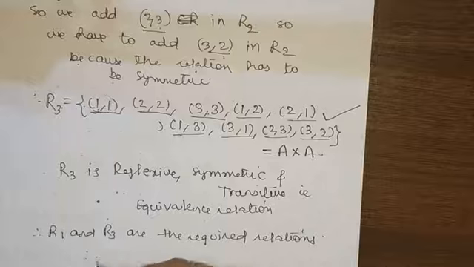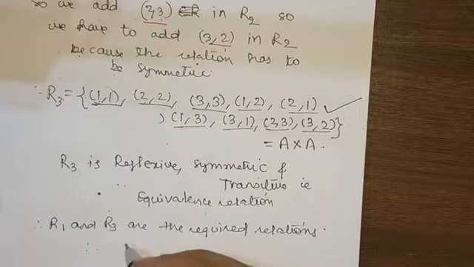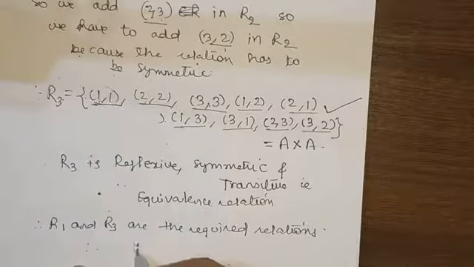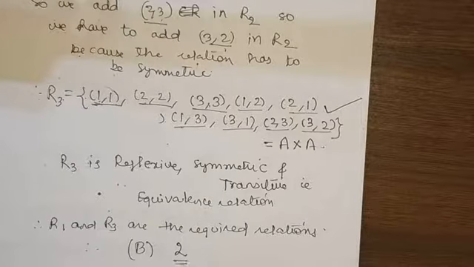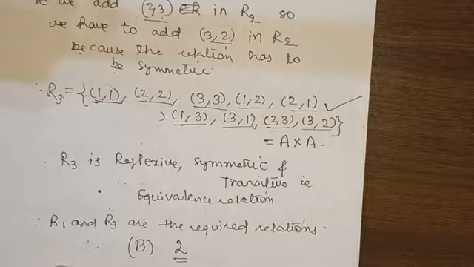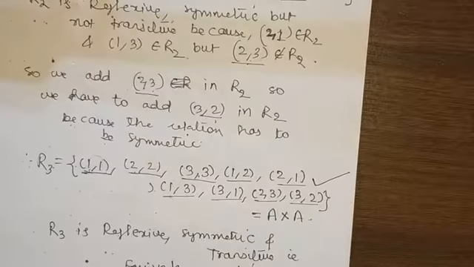Okay, so therefore which option? The option B, right, which is there are two relations satisfying the given condition. Okay, now let us go to the 18th problem. 17th is done, let us go to the 18th.